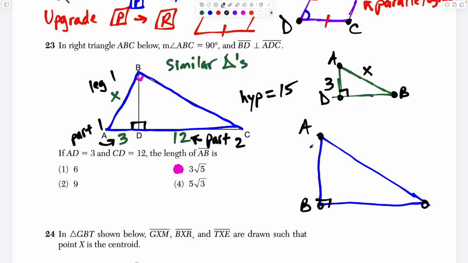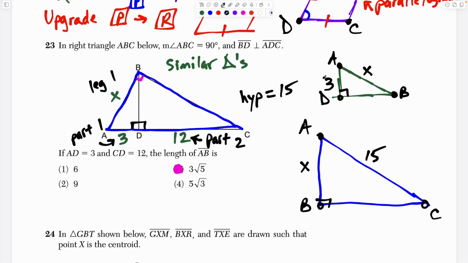And then here, the longer leg is from B to C. And now I could label AB is equal to X. And then AC, this hypotenuse, was once again 3 plus 12, which is 15. So now you see I have two similar triangles and their corresponding sides are in proportion.